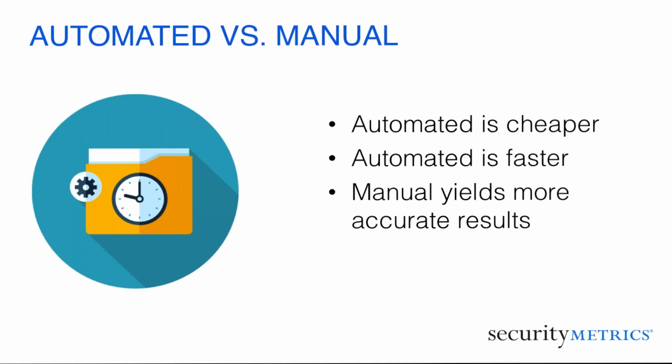So automated is typically cheaper. There are some very rare exceptions, but automated is faster and manual will yield more accurate results. If I had to summarize it in 3 bullet points, that's how I would do it. I apologize for anyone who participated in our previous webinars, but I'm actually going to repeat a story that I told on a previous one just because it applies to network pen testing as it does to everything else.